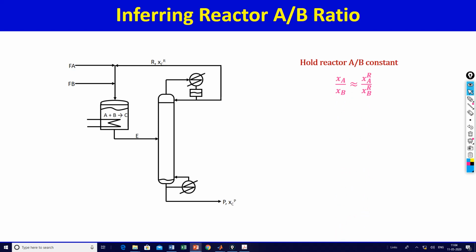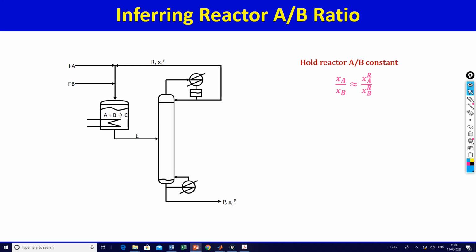Now, because the amount of A and B leaving the bottoms is negligible, in fact the simulation that we have done is for 99% pure product, so A plus B leaving the product is only 1%. So what that essentially means is XA by XB is approximately the same as XA recycled by XB recycled. What that means is this.